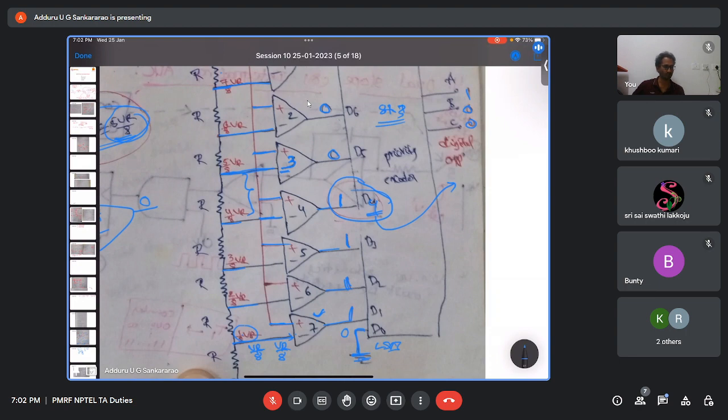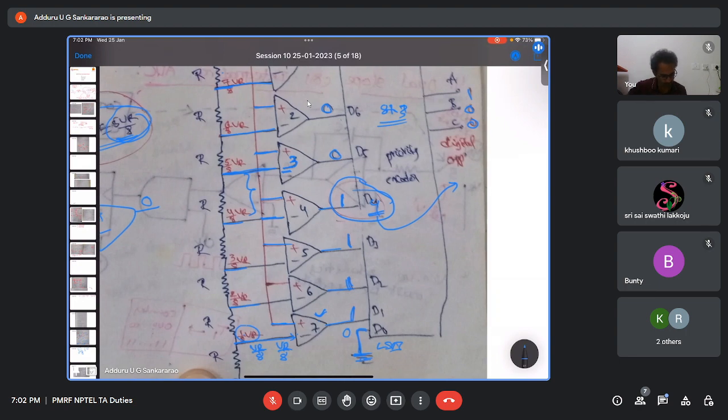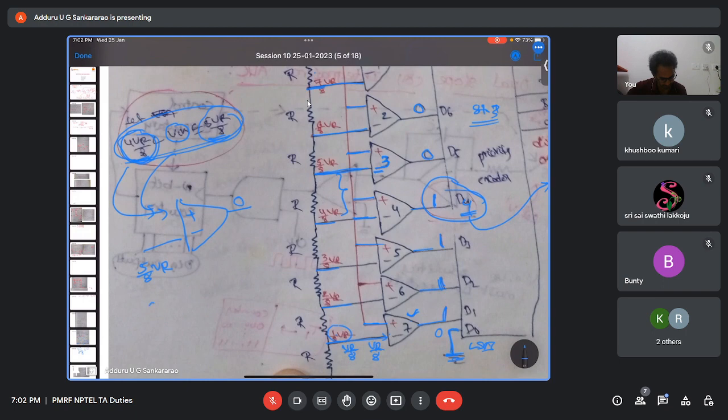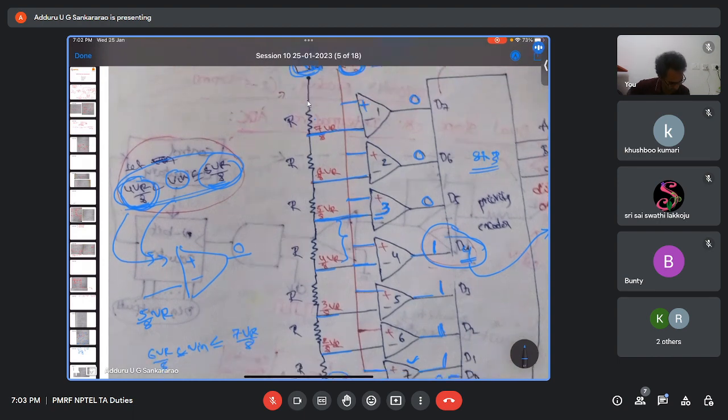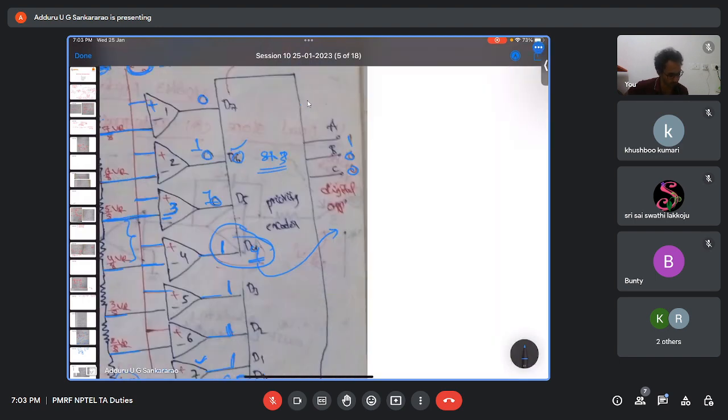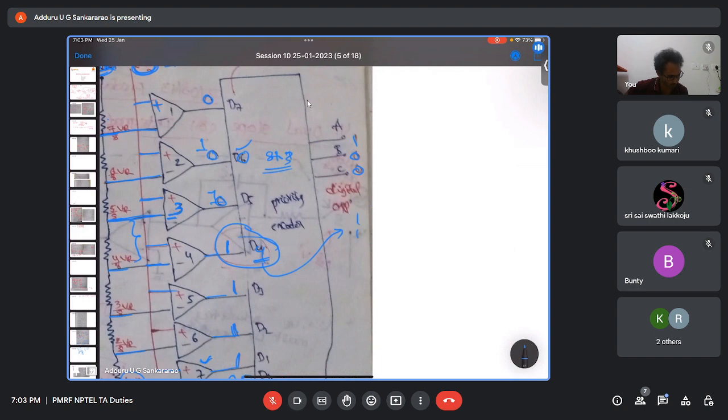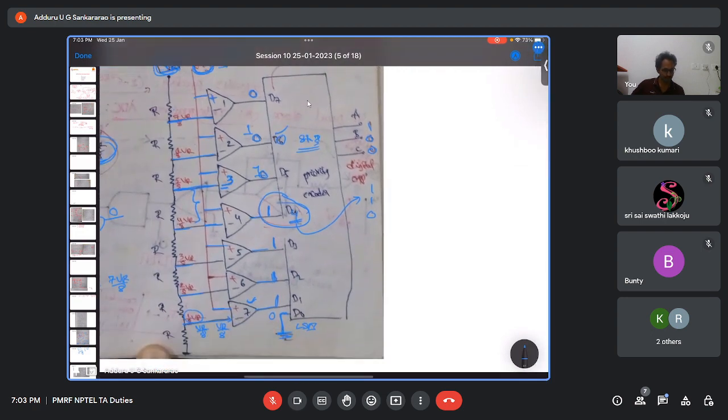4 is 100. If I'm giving an input somewhere between 6 VR by 8 and 7 VR by 8, that is, V input greater than 6 VR by 8 and less than or equal to 7 VR by 8, then till D6 we will get ones and the remaining all zeros. So D6 will be encoded, so the output will be 110. Okay, this is about a flash ADC or parallel ADC.